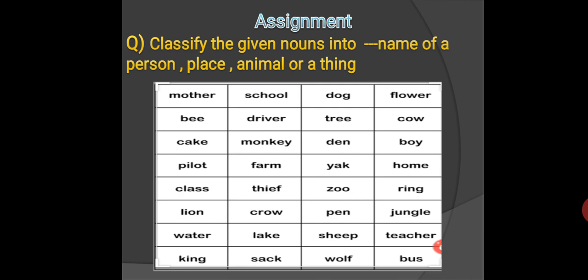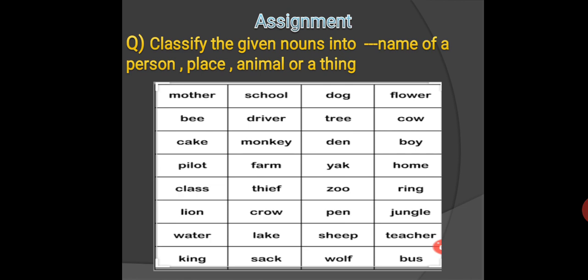If you have heard and seen the pictures above very nicely and very clearly, then it will be easier for you to solve this assignment. Otherwise, still I'll help you out to solve the assignment. Okay, let us start with the first word, that is mother. Mother. Now you will tell me, mother will come under which category? It will come under name of a person.